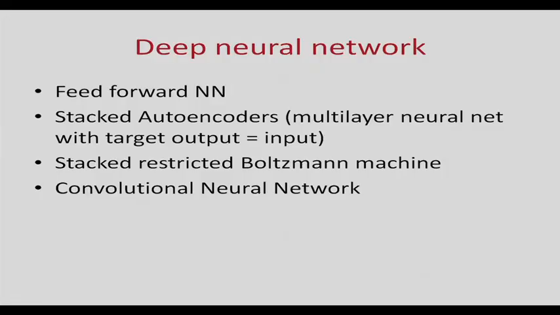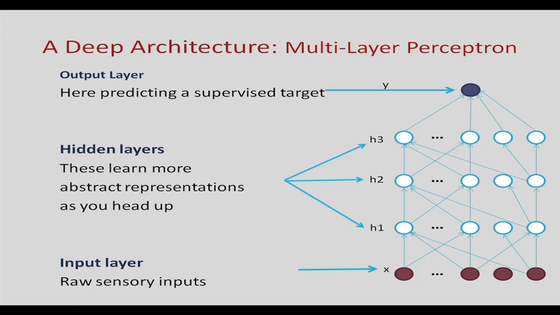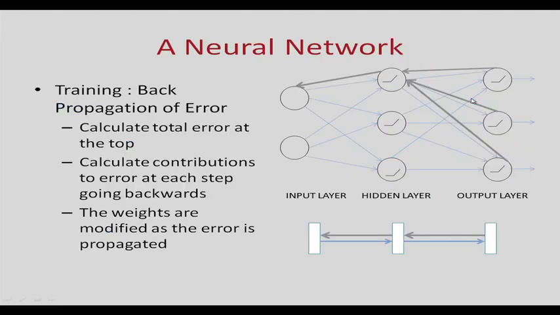So, in deep neural network, what we will look at is feed forward neural network, stacked autoencoder, which I will talk about briefly, stacked restricted Boltzmann machine, we will not talk about in this class, but that is another approach, and very briefly we will talk about convolutional neural network. So, this is an example of a deep architecture, a multi-layer perceptron. We have the output layer, this is the input layer comprising of raw sensory input. These are 3 hidden layers which learn more abstract representations as you go upwards, and finally, this is the output.